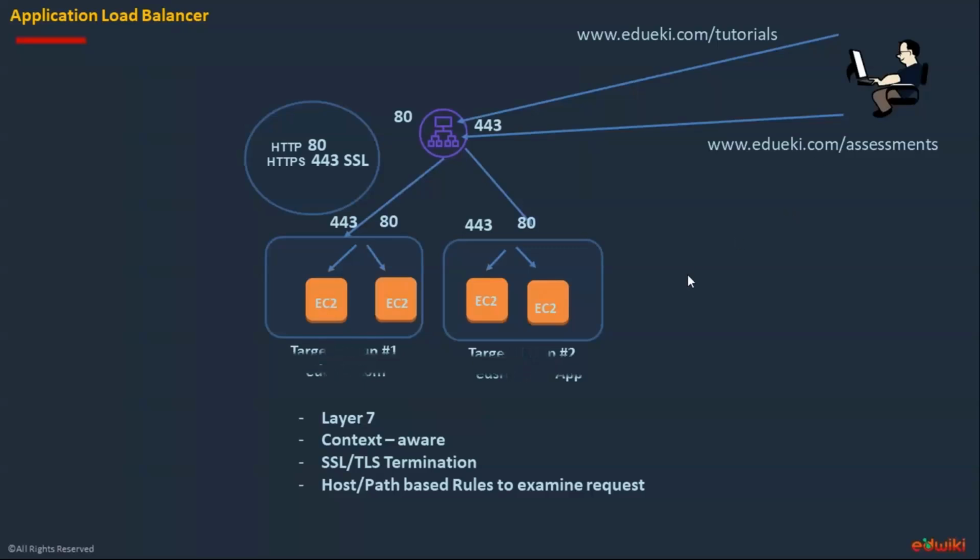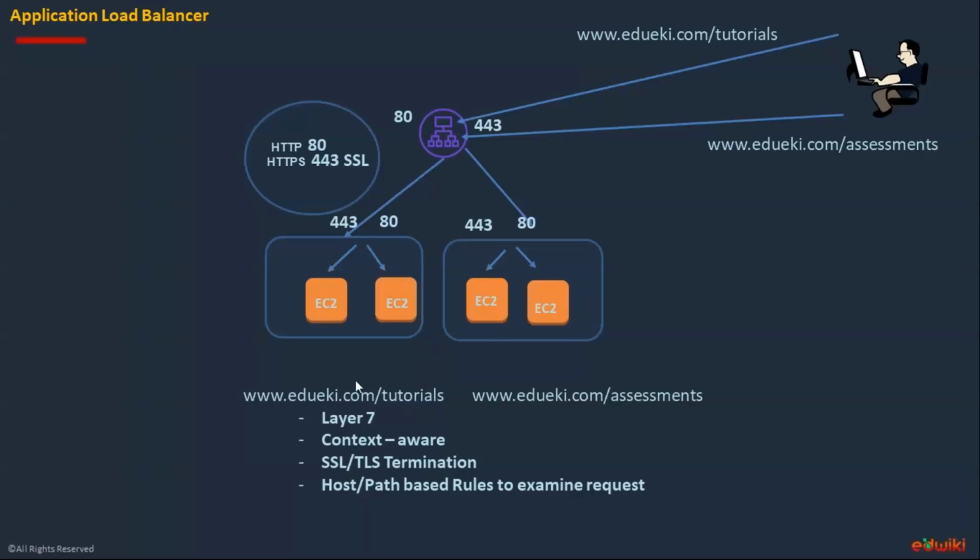I can configure like this. One target group is installed and configured with the tutorial feature. Another target group can be installed and configured with the assignment feature. That means, if you closely observe, both target groups are working for the same website, but one target group is providing the tutorial related features, and the other target group is providing the assessment related features, guys. Correct?